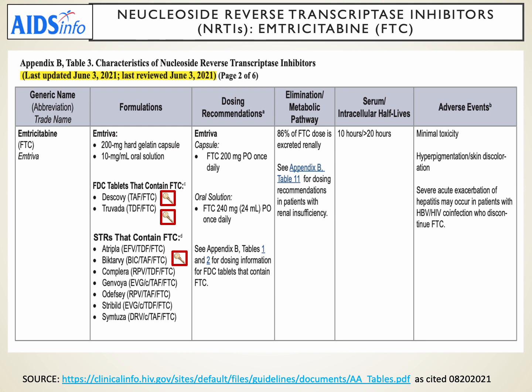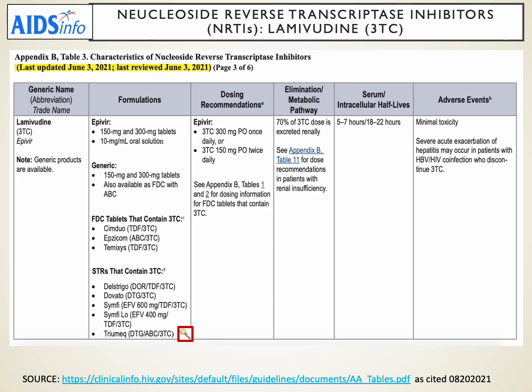Emtricitabine, though, is a moderately frequently used or included agent in triple or double combination regimens. And so you'll see it's sometimes used as a reverse transcriptase inhibitor, as one of the common agents you'll see used. Lamivudine, also another NRTI, is occasionally used in one of the combination regimens. We'll see it's not as common as some of the others, but you will still see it used.